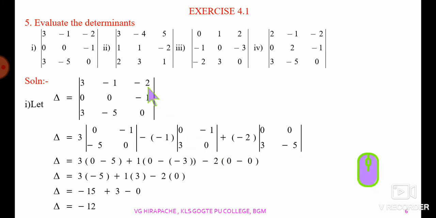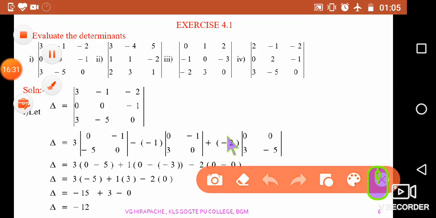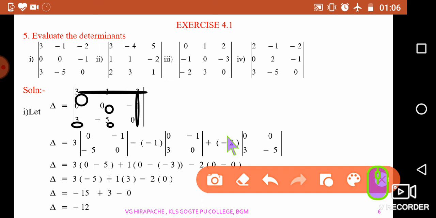Plus the next element of the same row is minus 2. Deleting the respective row and column consisting of minus 2, in this case we delete the first row and third column. We are left with 0, 0, 3 and minus 5. Now we can solve this problem with the help of second order determinants.